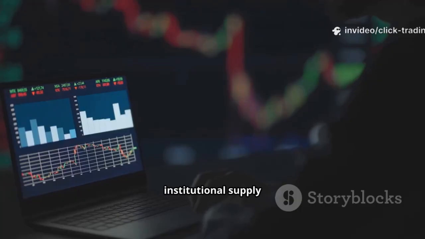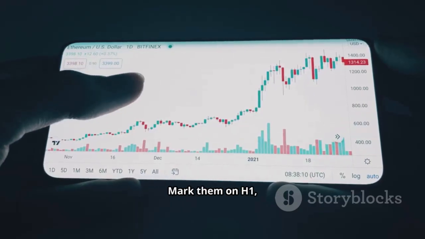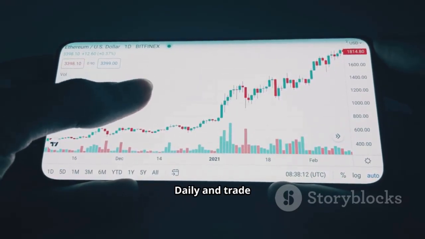They represent institutional supply and demand. Mark them on H1, H4, daily, and trade with the flow.